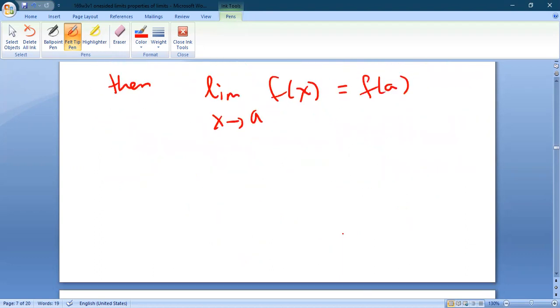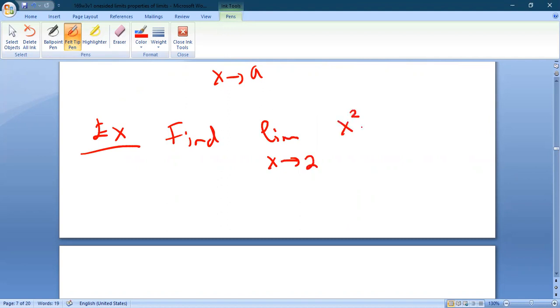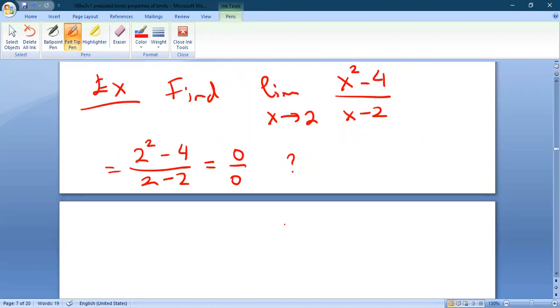How about some other examples? So these are more interesting examples. Let's say find the limit as x goes to 2 of x squared minus 4 over x minus 2. Now, if you directly put 2 here, you are going to have 2 squared minus 4 over 2 minus 2, which is 0 over 0. So, well, this is not an answer. So we can still do something more here.